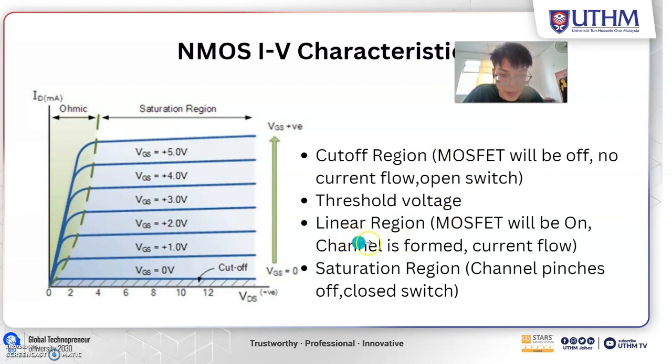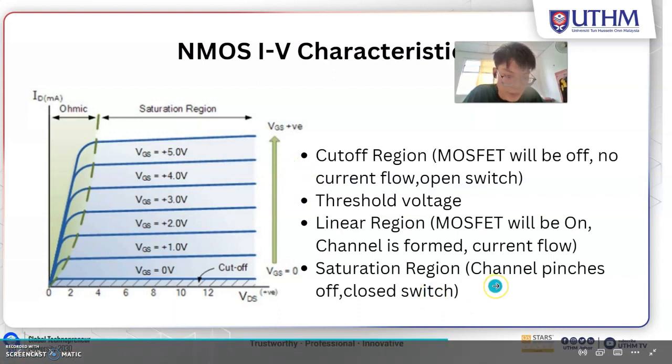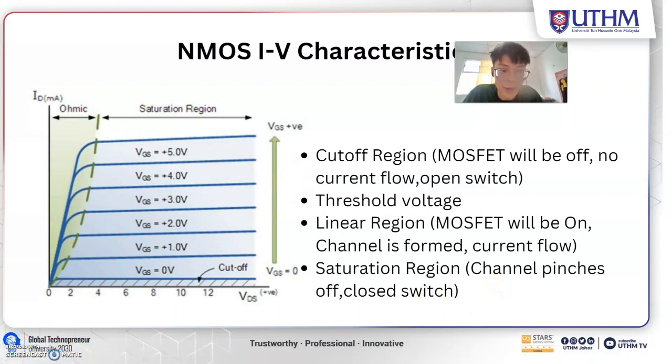Next, linear region. Linear region is where the MOSFET will be turned on. So the channel is formed. So VGS is bigger than VT, and the current is flowing from the drain to source. Saturation region is where the channel pinches off, as we know that the current IDS, drain source, depends on the VDS, voltage drain source. So when the current IDS no longer increases, in the saturation region, the channel pinches off and comes to saturation.